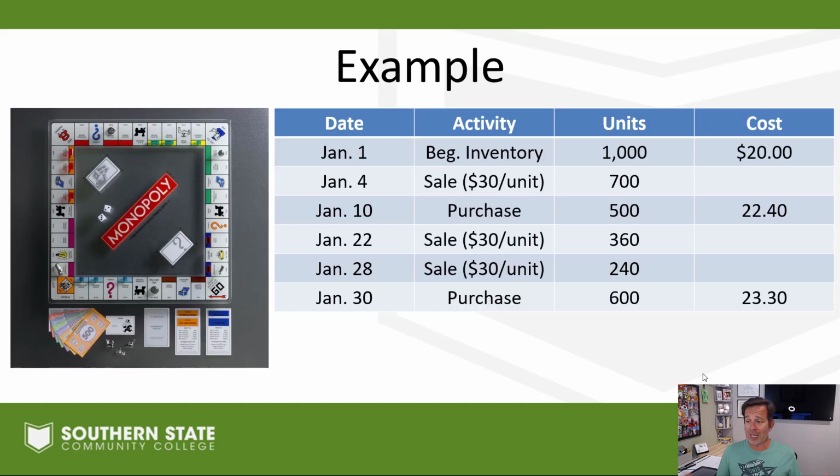And again, our example, exact same one from last time. We have the Glass Monopoly board game. We have a beginning inventory. We sold, we bought, we sold some more and bought some more. And so we're going to use all that information and we're going to apply LIFO to try to figure out our cost of goods sold and our ending inventory, just like you're going to have to do in your homework problems.